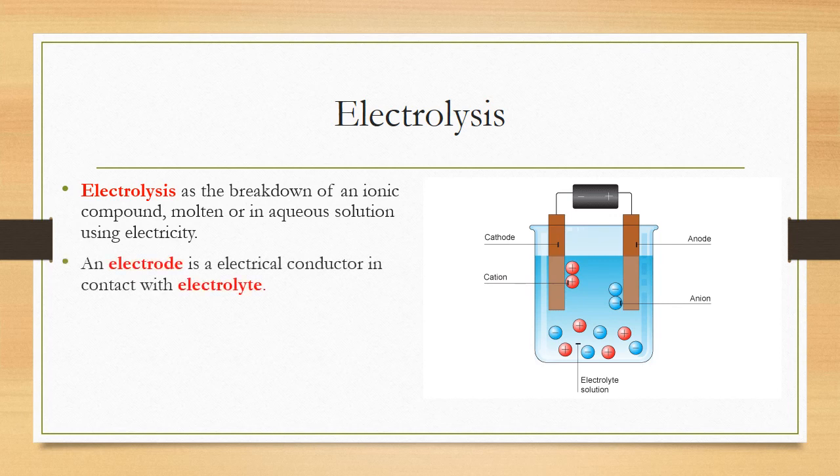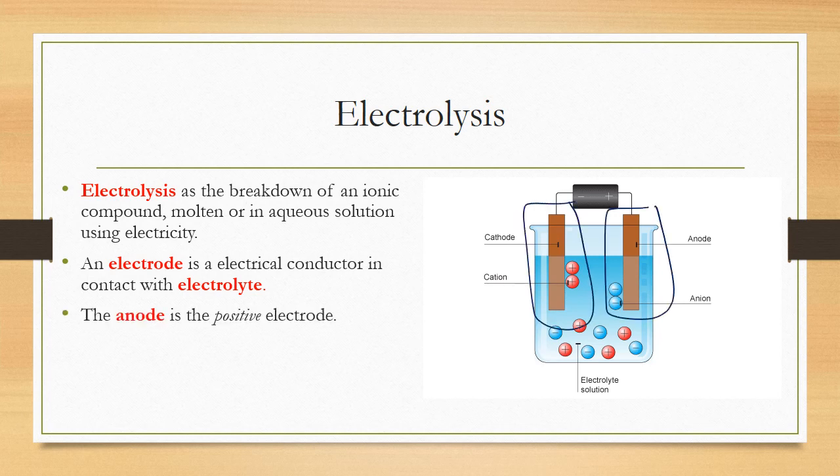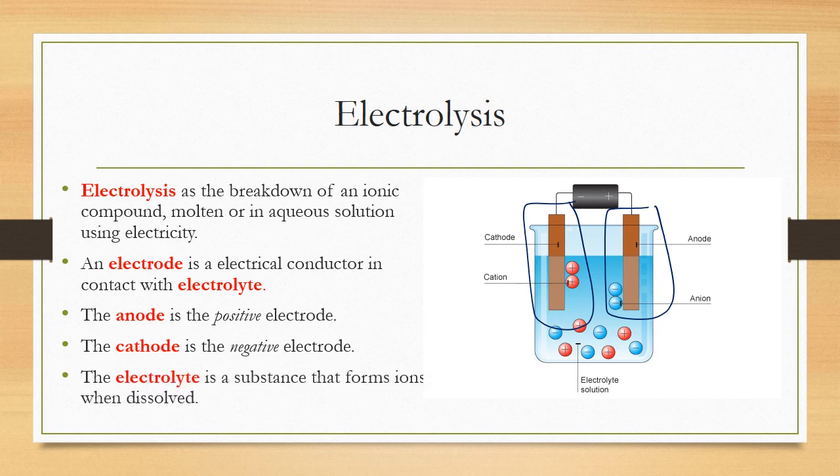You can see that an electrode is an electric conductor in contact with the electrolyte. So these would be your two electrodes. The anode is the positive electrode, because it attracts the negative anions, and the cathode is the negative electrode, because it attracts the positive cations. And the electrolyte is a substance that forms ions when dissolved.